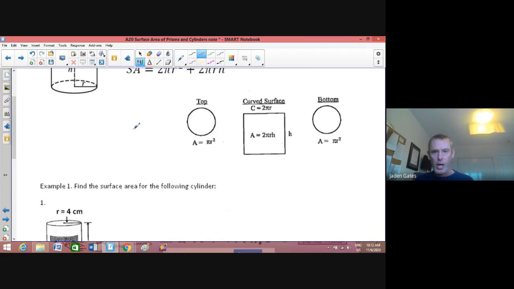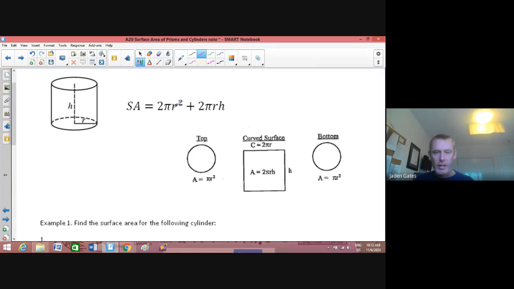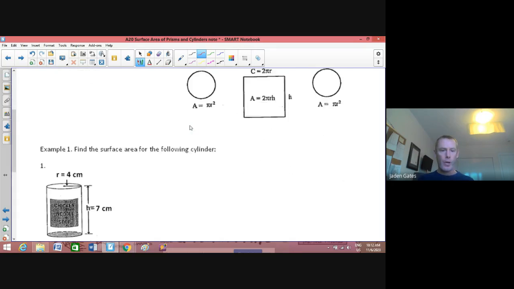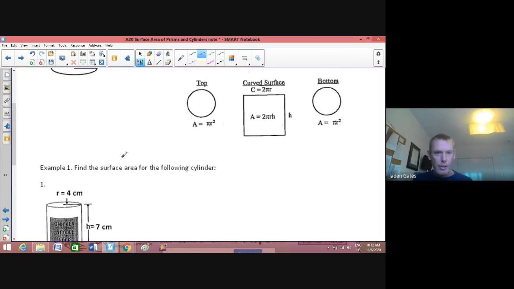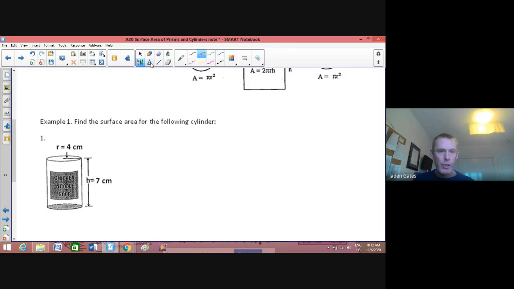So in this formula, you need the radius and you need the height. So there's 2 things, the height and your radius. Actually, you need the radius twice for this formula. All right, so here we go. Chicken noodle soup, which we're all going to need soon. It's getting colder. Well, there's my r and there's my h.